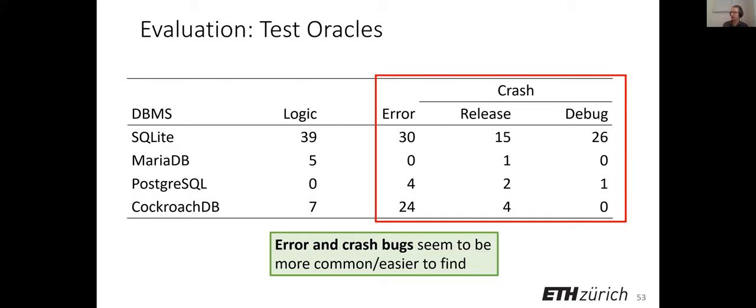Error and crash bugs are the majority of the bugs that we found, but actually we don't care as much about them because they can be found by existing approaches like the fuzzers that I presented initially. So this might suggest that they're either more common or easier to find.